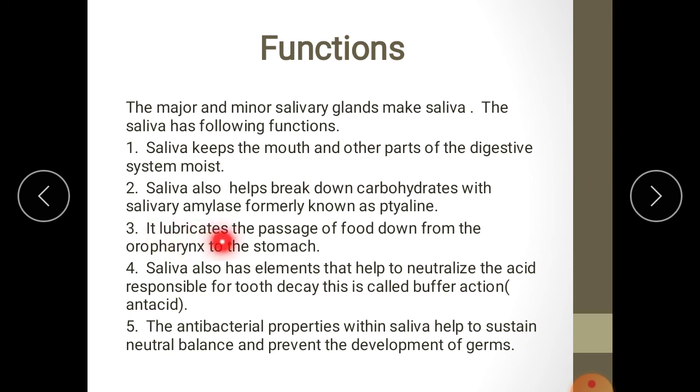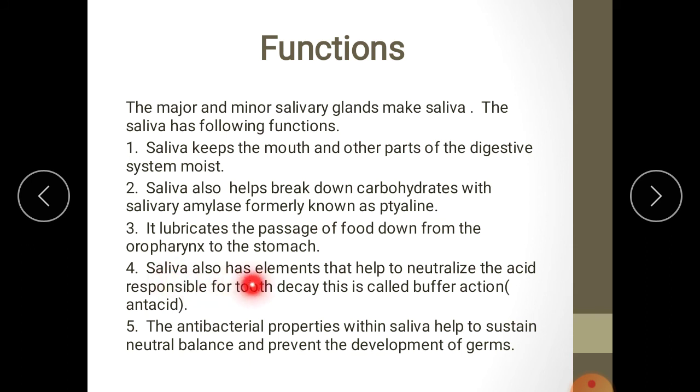Then it lubricates the passage of food down from the oropharynx to the stomach. So it has to move from the buccal cavity to the esophagus or stomach. For that passage, the saliva makes the passage lubricant. It lubricates. The food can easily pass through the esophagus because of the presence of saliva.